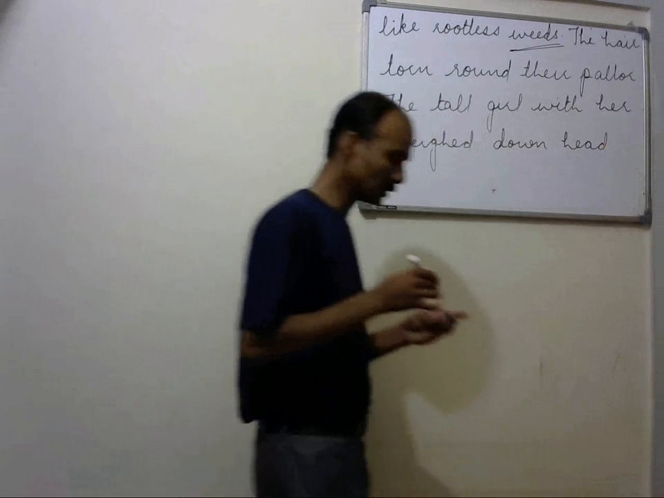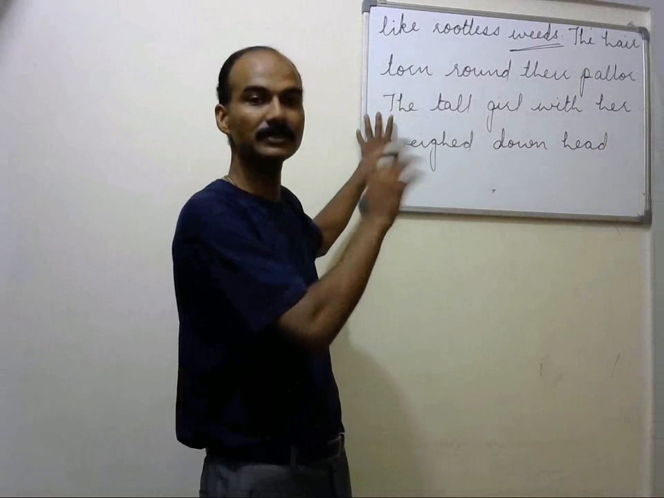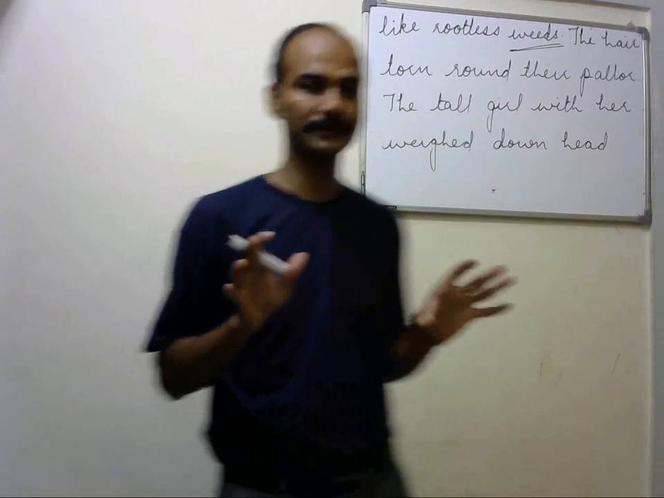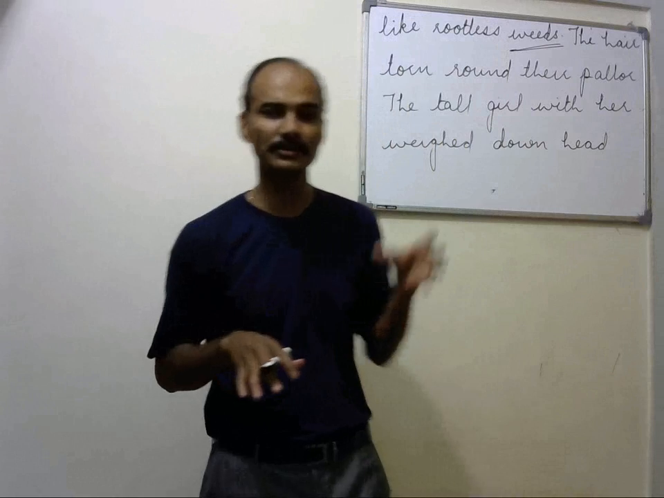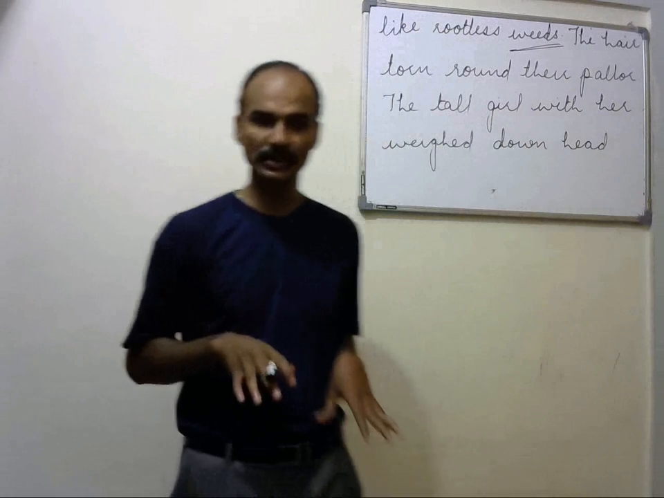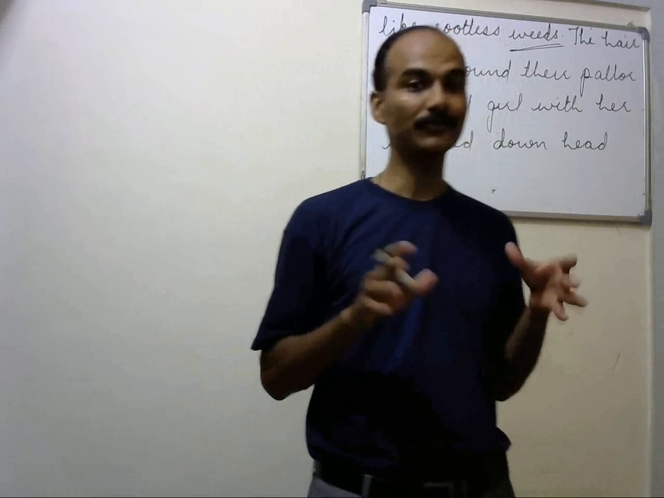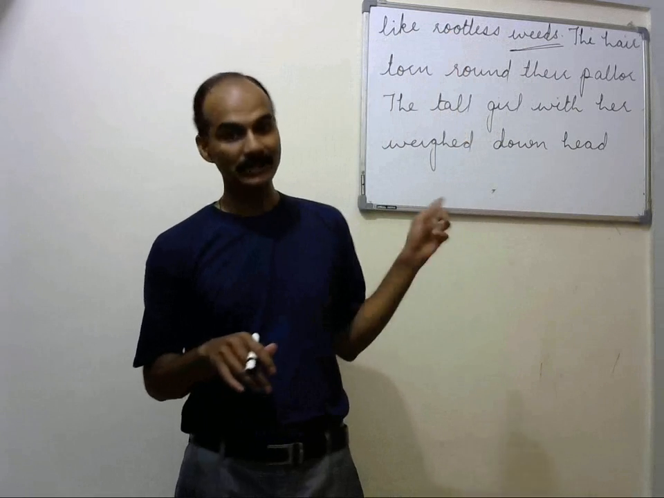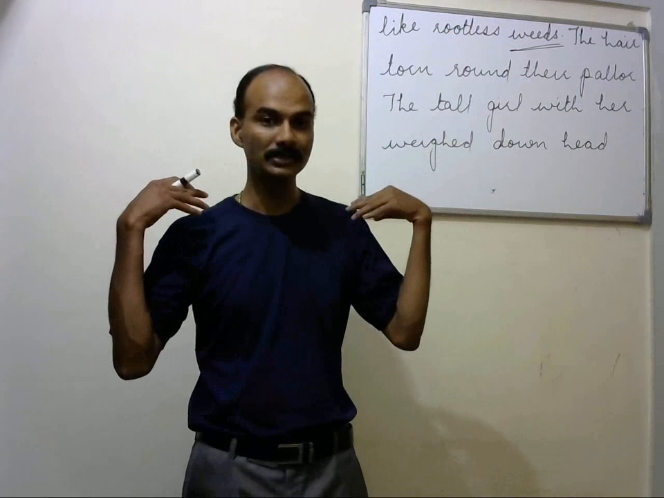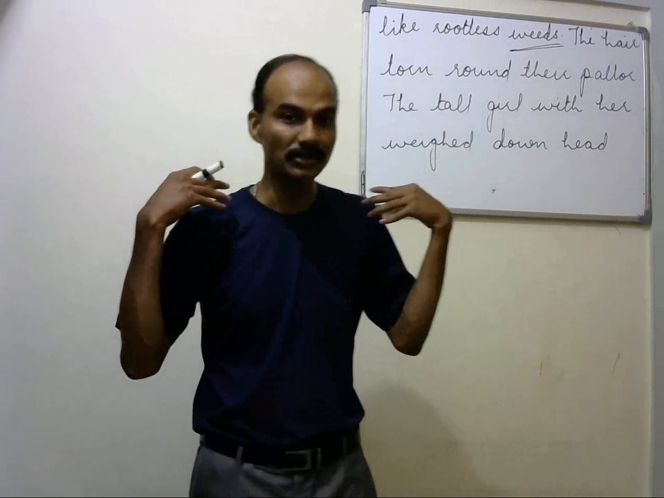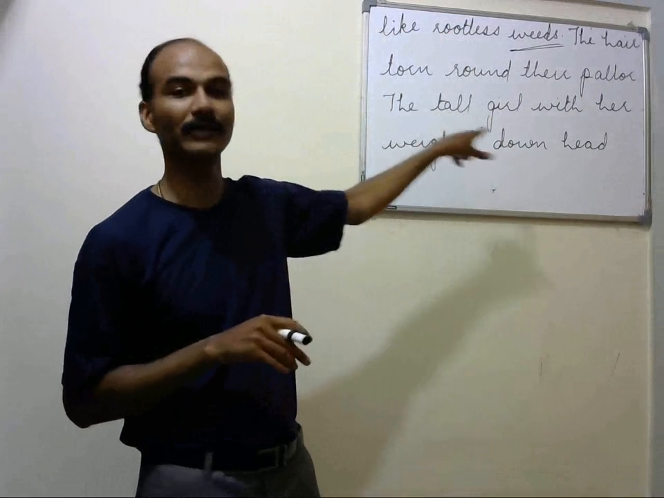The tall girl with her weighed down head. Now this image, the image of this girl, shows that these children are burdened with problems, responsibilities, troubles. In that tender age when one should be carefree, having fun, enjoying life, these children are careworn. Their shoulders are burdened with problems and responsibilities. That's why weighed down head.